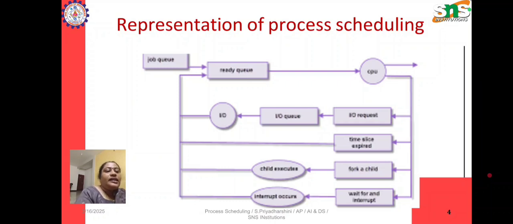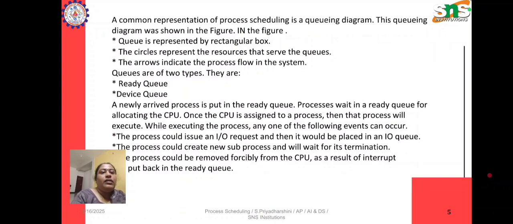In other cases, the process waits for an interrupt, then it waits until the interrupt has finished, and then it will be taken back to the ready queue. Once again it will be sent to the CPU by the dispatcher, and then the process completes. So this is the queuing representation of process scheduling. Here I'll detail what I have given previously in the diagram. That was a common representation of process scheduling, called a queuing diagram.